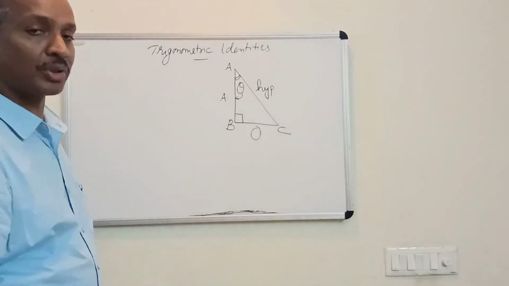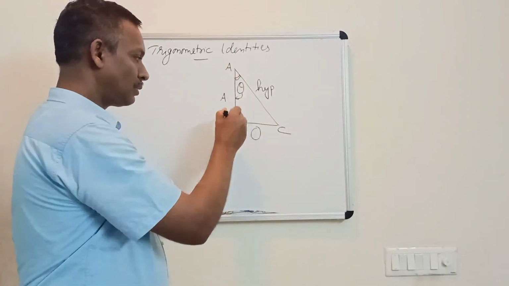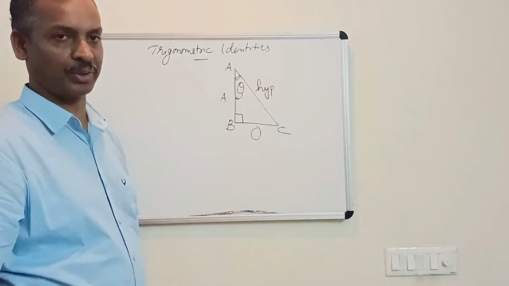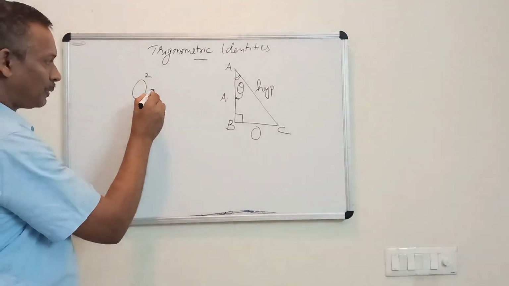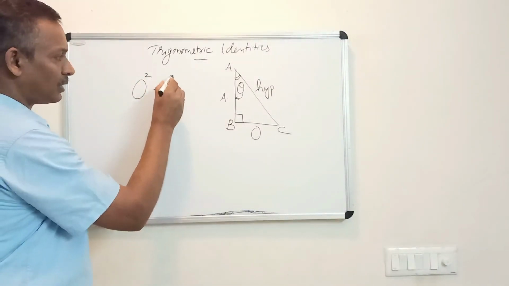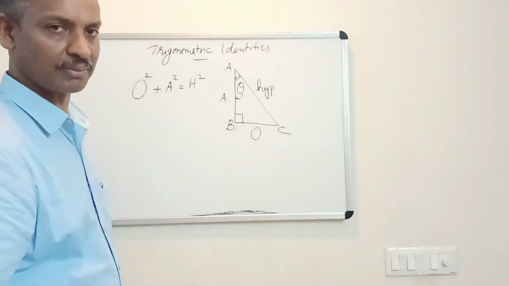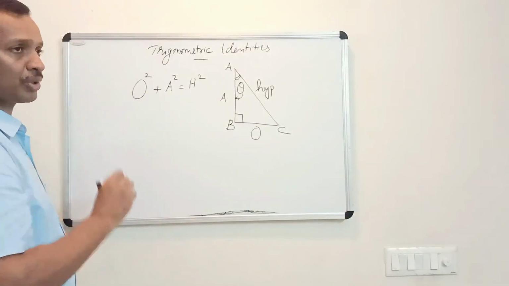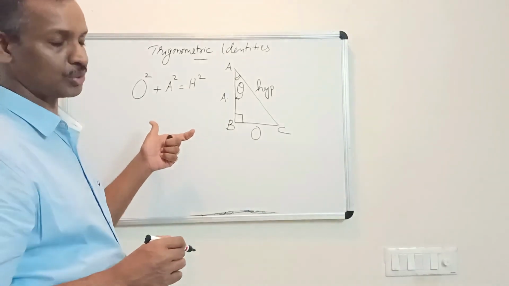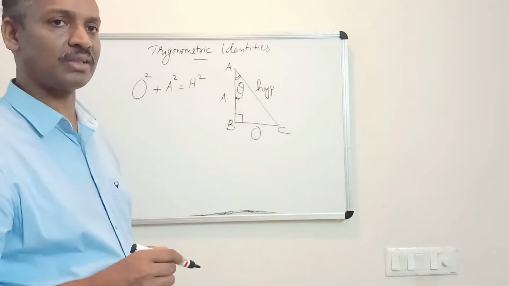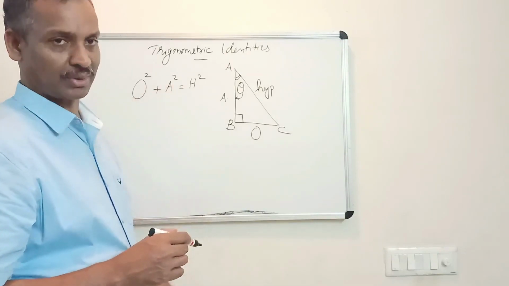And we all know Pythagoras theorem. What is Pythagoras theorem? Base square plus height square is equal to hypotenuse square. Same thing we can express here: opposite square plus adjacent square is equal to hypotenuse square. This is simple Pythagoras theorem. And on the basis of this Pythagoras theorem, we develop the identity. So these trigonometric identities which we discussed in class 10th are based on Pythagoras theorem, nothing else.